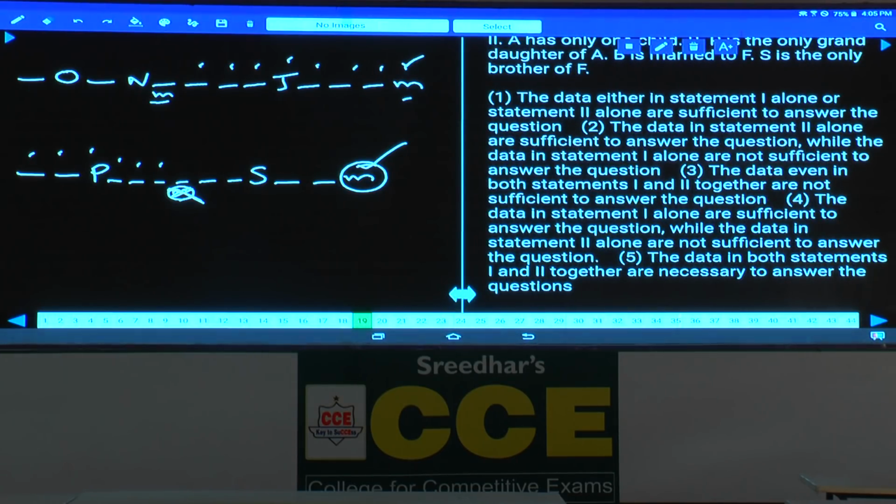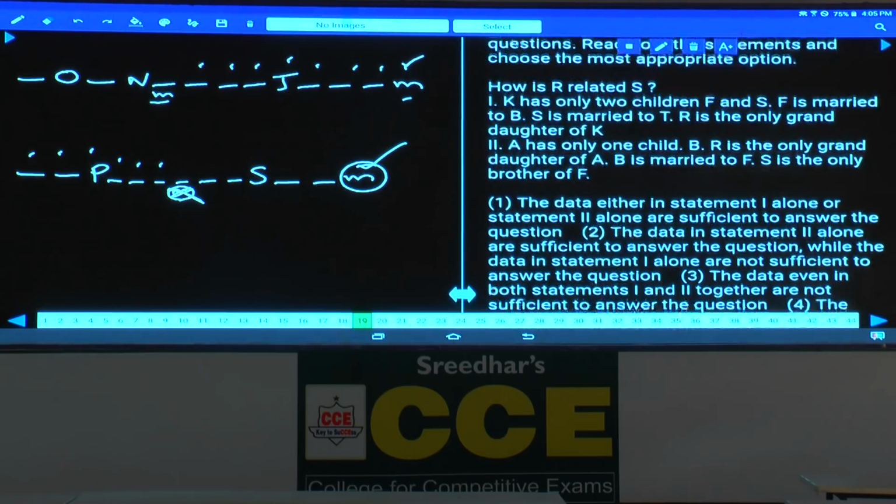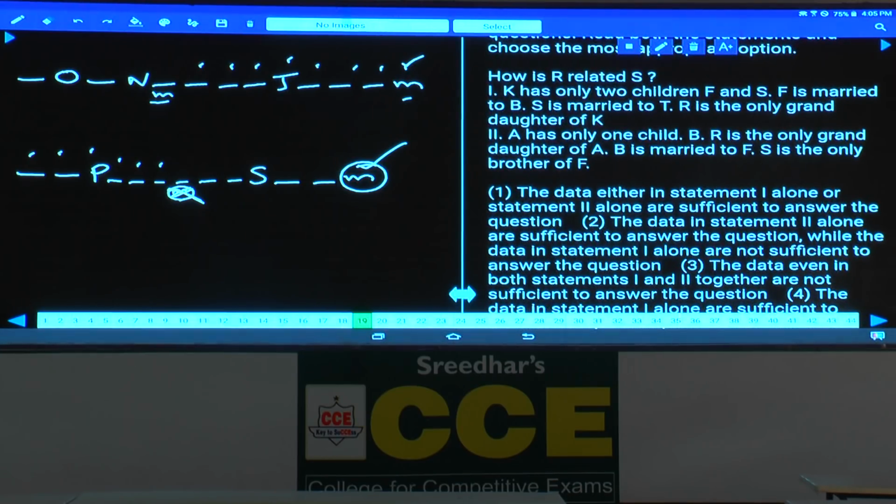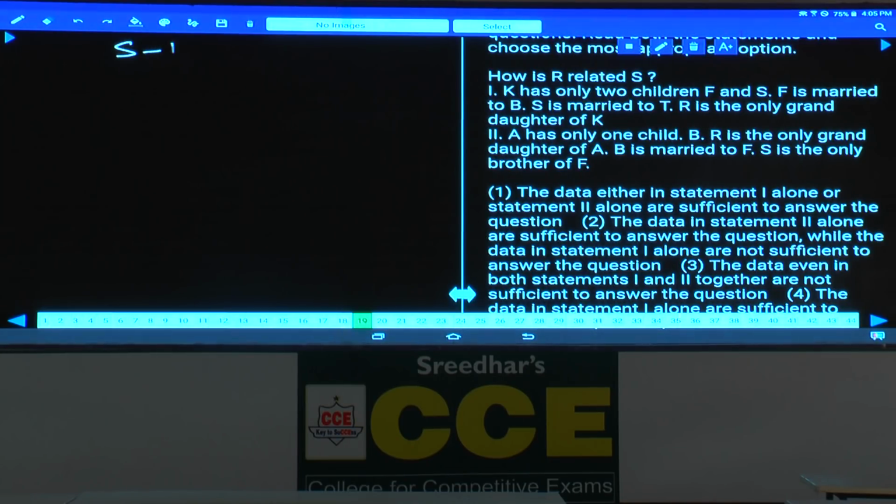Then question number 19. Now, in this question number 19, what is the information here? How is R related to S? Now, the question is about what? How is this R related to whom? Related to S. How is this R related to S? This is how to represent the data. Now, in order to determine the answer, which statement is to be considered?